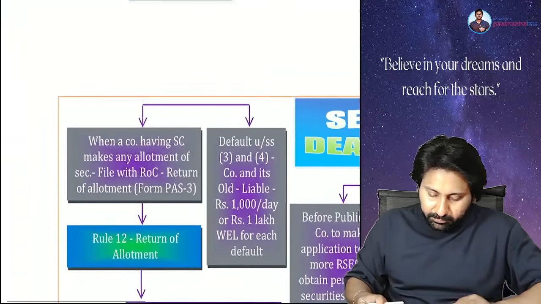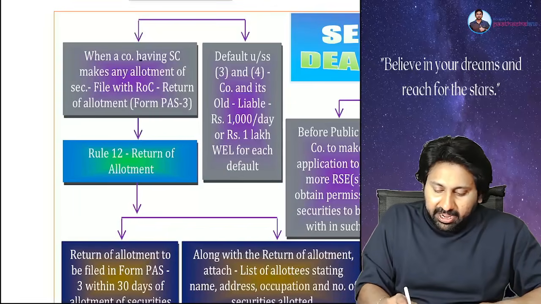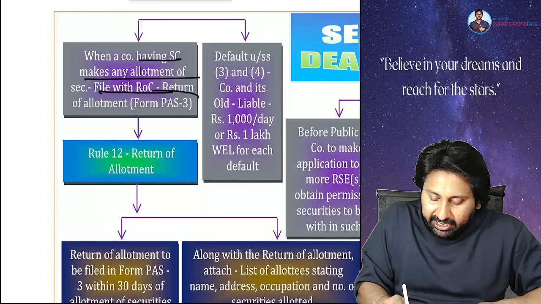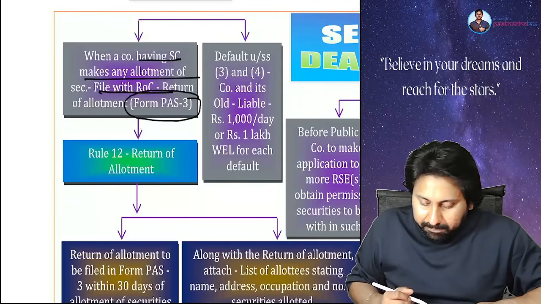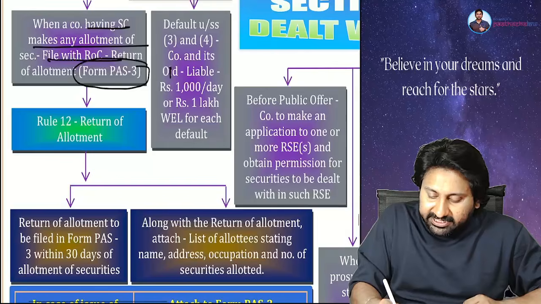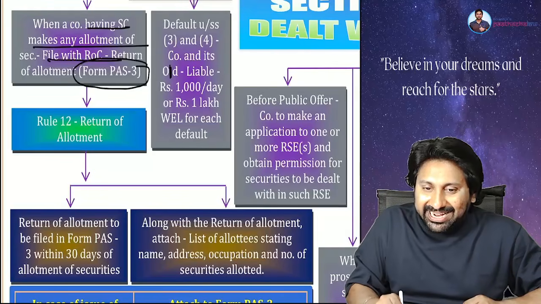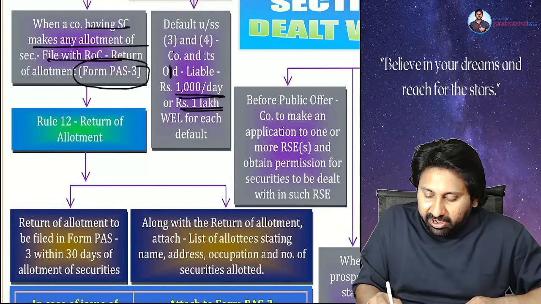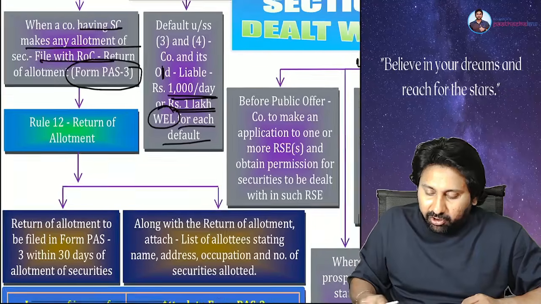See, when a company having share capital makes an allotment, file with ROC a return of allotment in form number PAS3. Default: the company and the officers in default, OID, it's not OLD, OID, means officers in default, are liable for a fine of 1000 rupees per day or 1 lakh, whichever is lower, for each default.